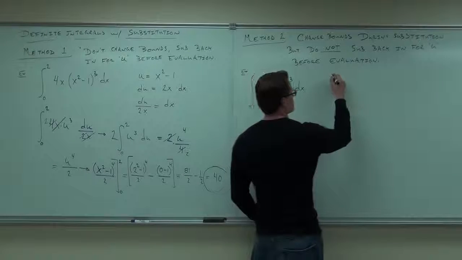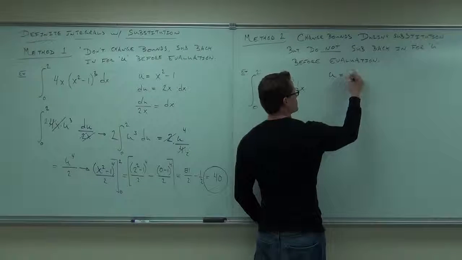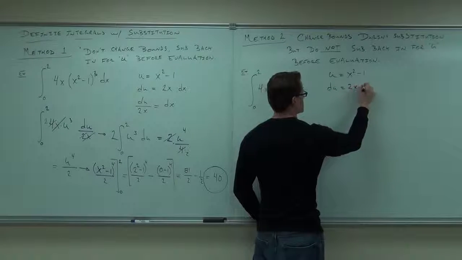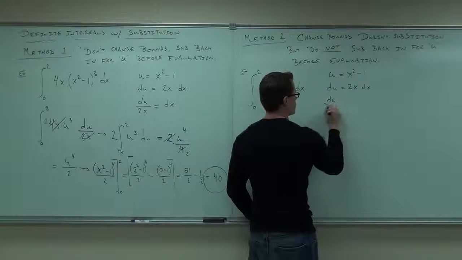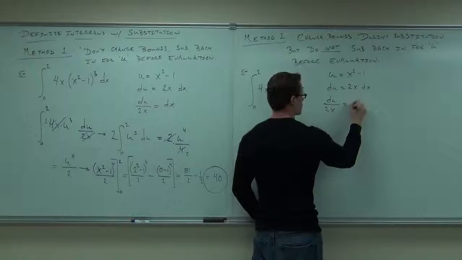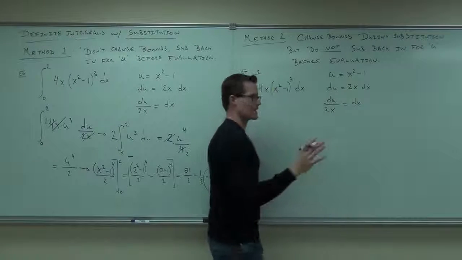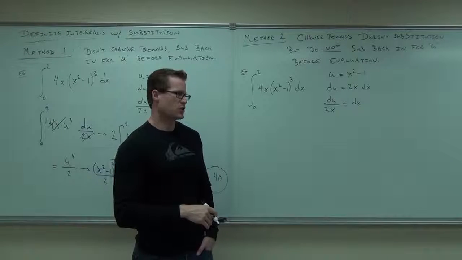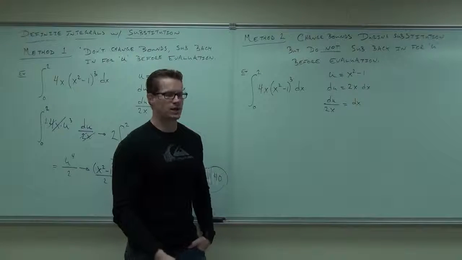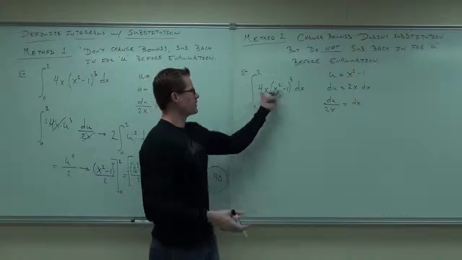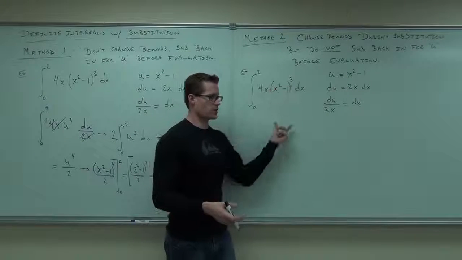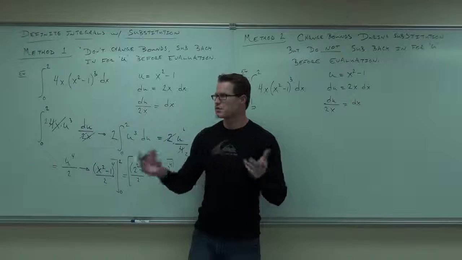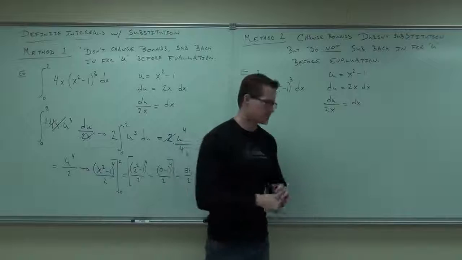So if we pick the same substitution, u is still x squared minus 1, and du is still 2x dx, and sure enough, du over 2x is still going to equal dx. That doesn't change at all. You still okay with that? Here's the change. Since we're substituting everything anyway, we're substituting this x part for u, and this x part for u, why not just do the bounds as well? Why don't we substitute those things for u as well? And here's how to do it.